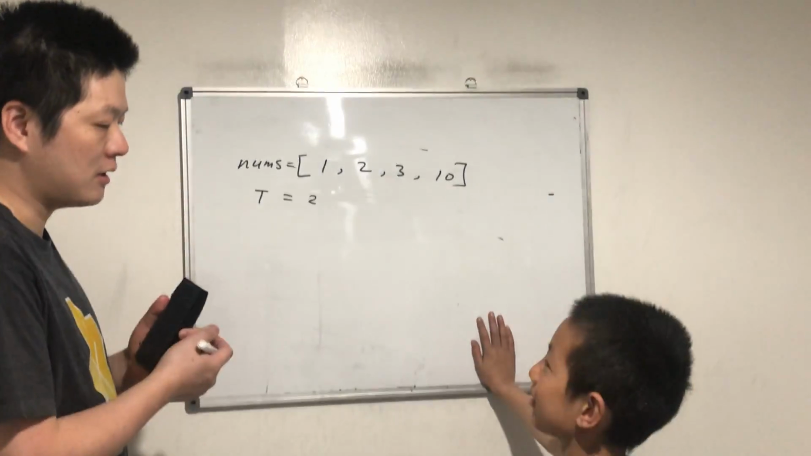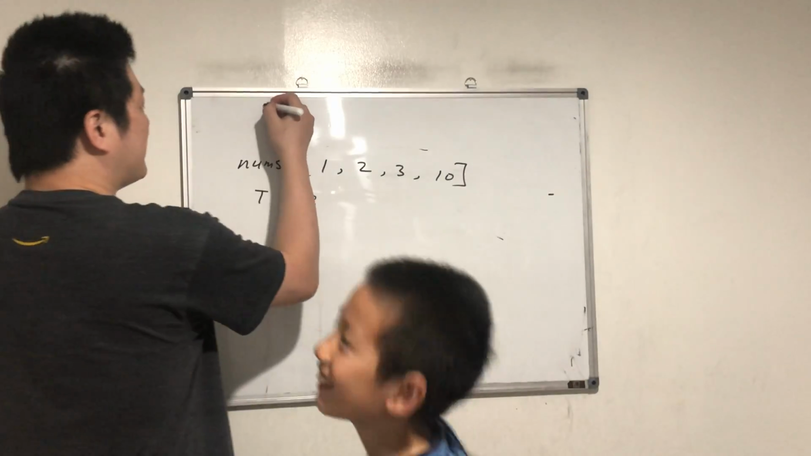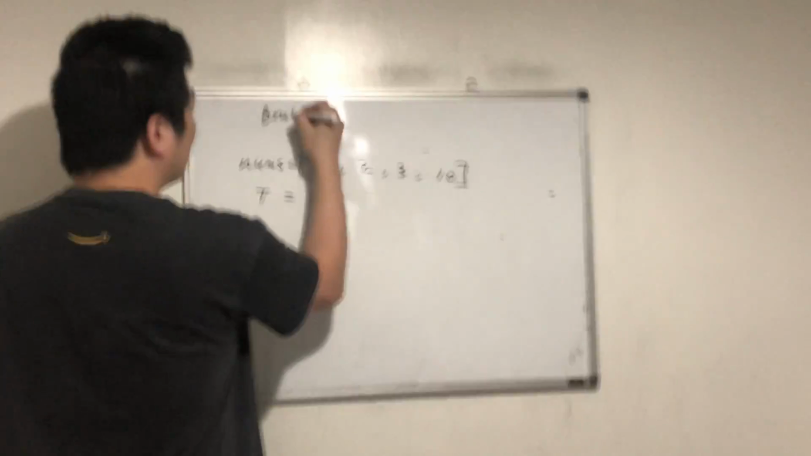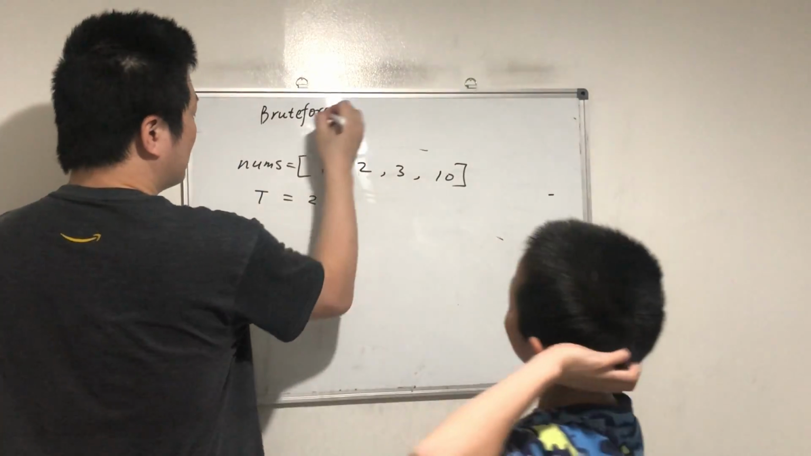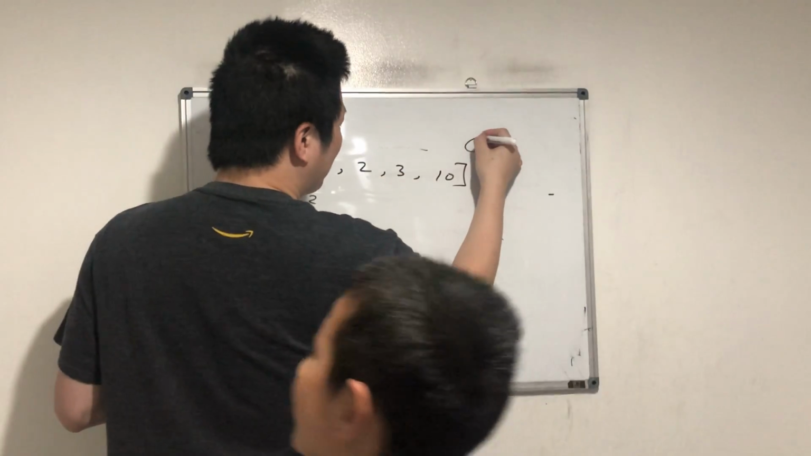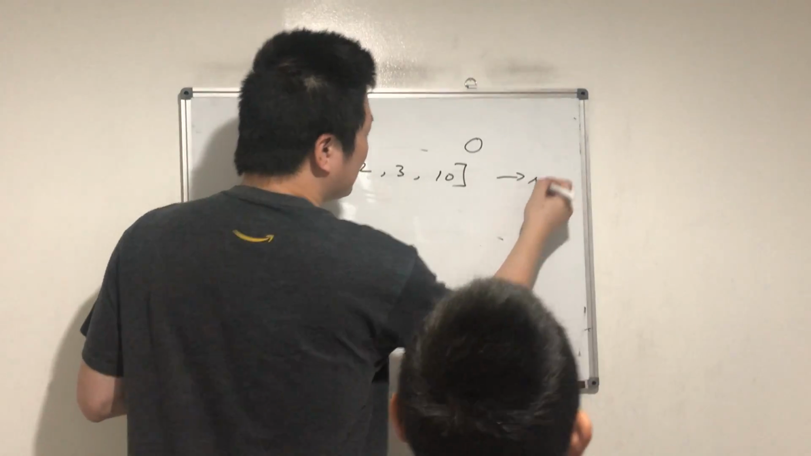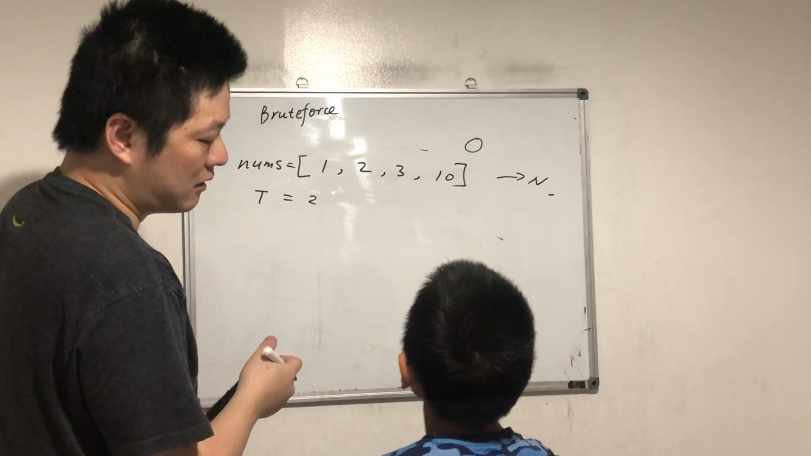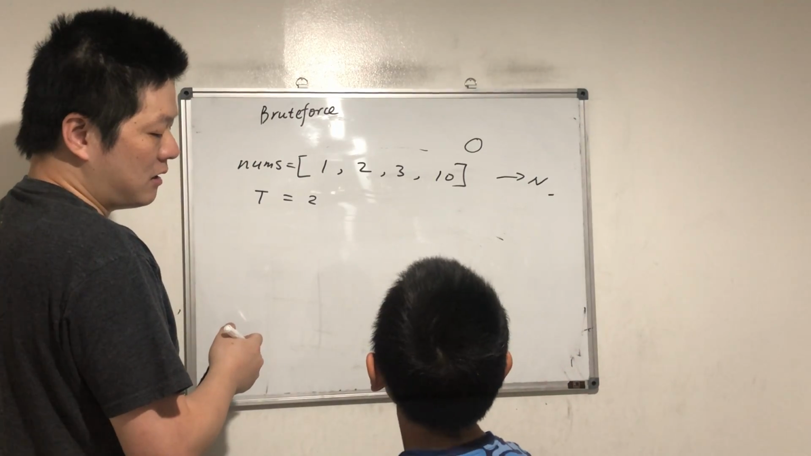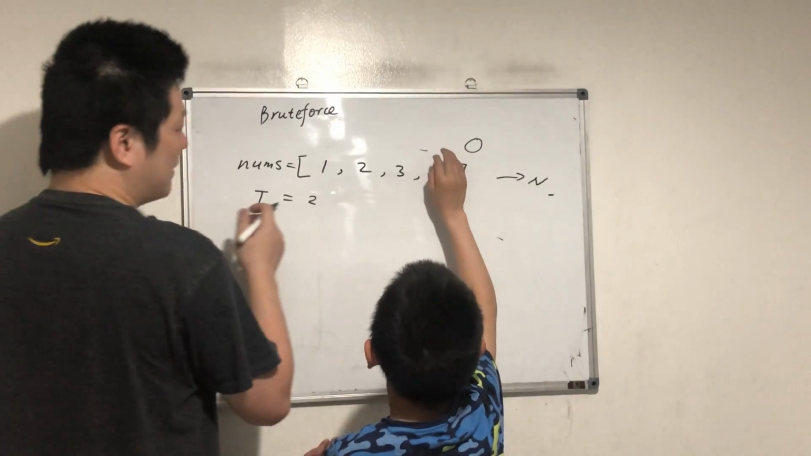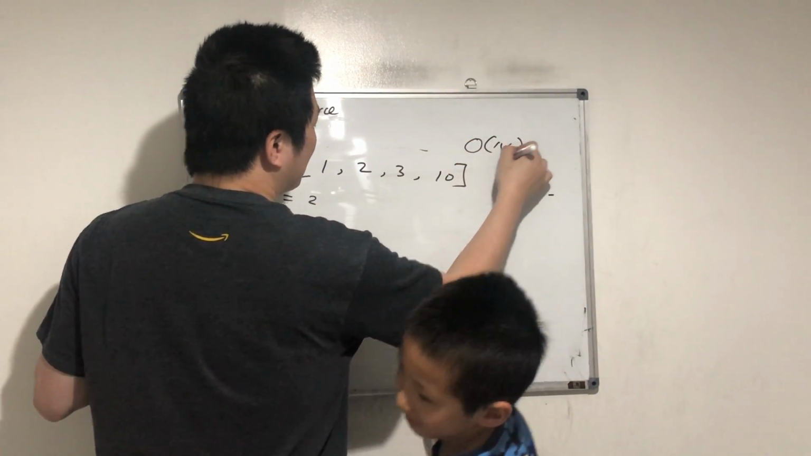Okay, so brute forcing. How do we brute force? Checking every possibility. And how many possibilities are there if there are n numbers? I think it's n, because you need to take away 1.